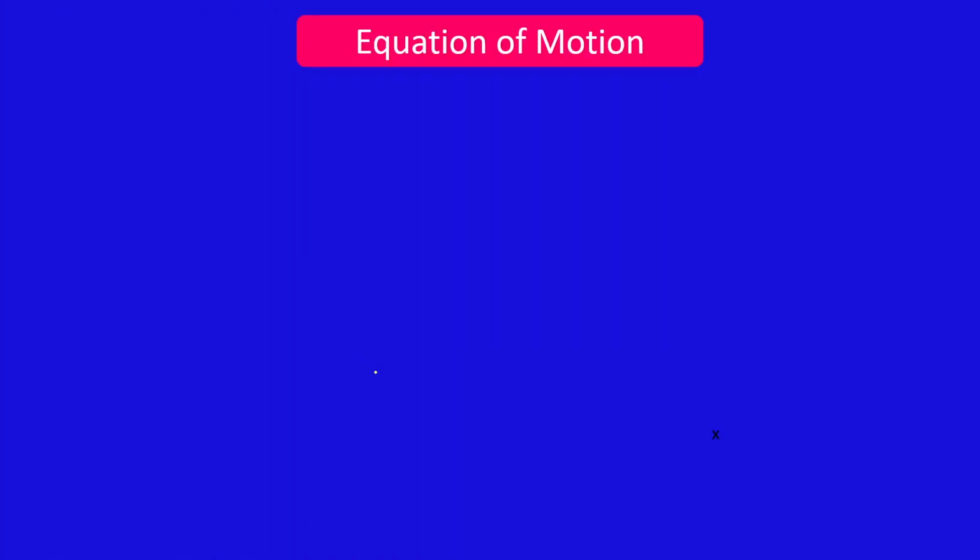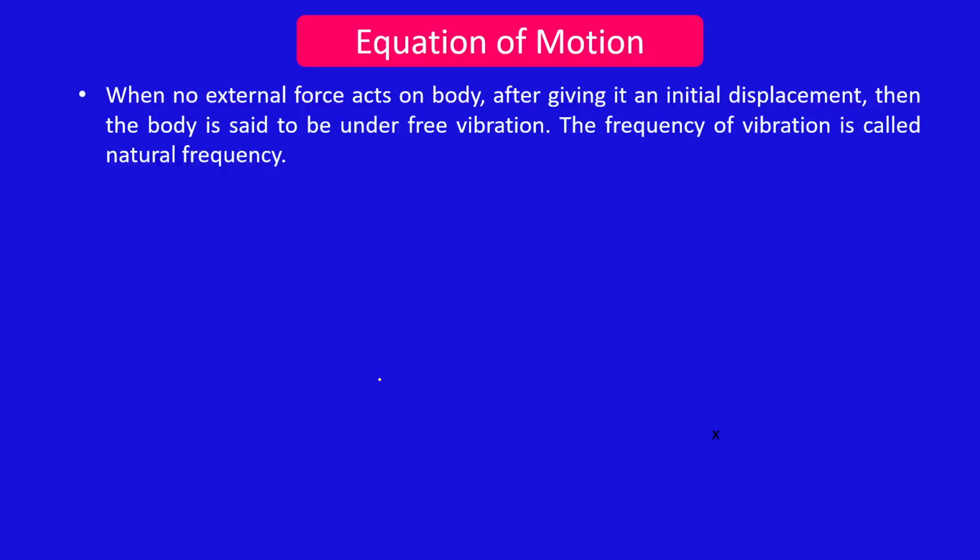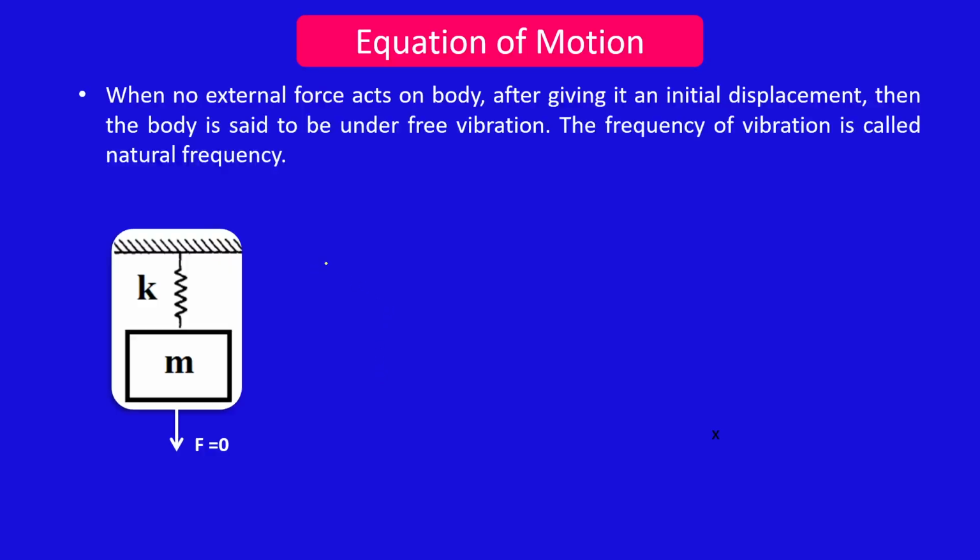Equation of motion. First, we will derive the equation of motion for free vibration when no external force acts on a body after giving initial displacement. Let us consider a spring mass system, MK system, where I am going to apply a force F after giving an initial disturbance. This is called giving initial displacement. The body is said to vibrate with its own oscillation. Then the vibration is called free vibration.